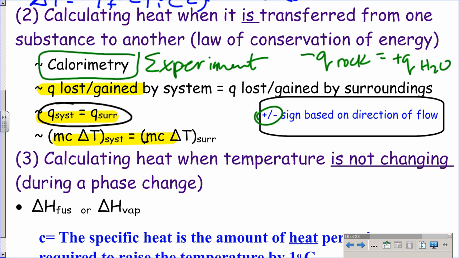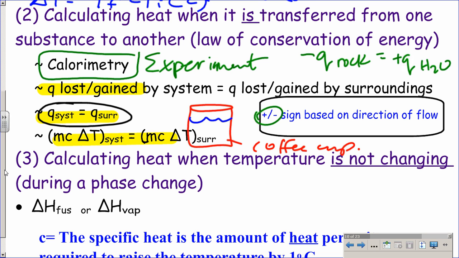Now, how does this setup work? We will have tomorrow a little coffee cup calorimeter. It's literally a styrofoam cup, because styrofoam cups are really, really good insulators. We're going to put water in it tomorrow. The water will be considered our surroundings. We're going to drop something really hot in there.